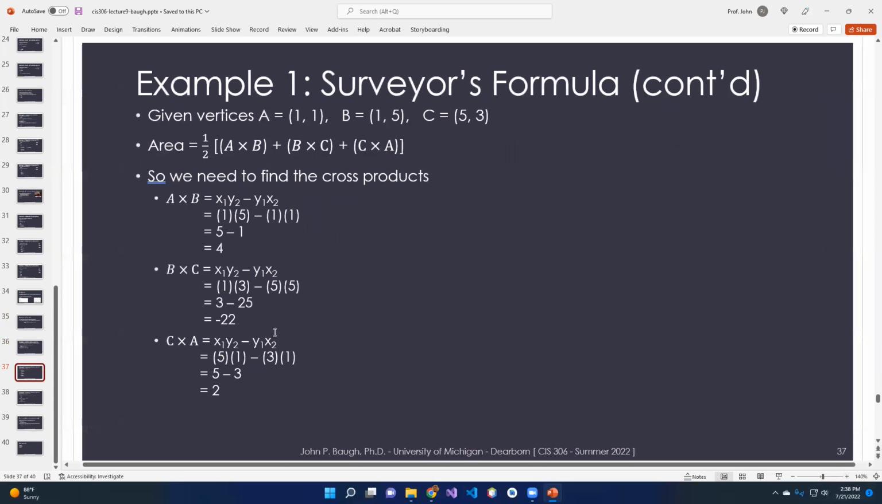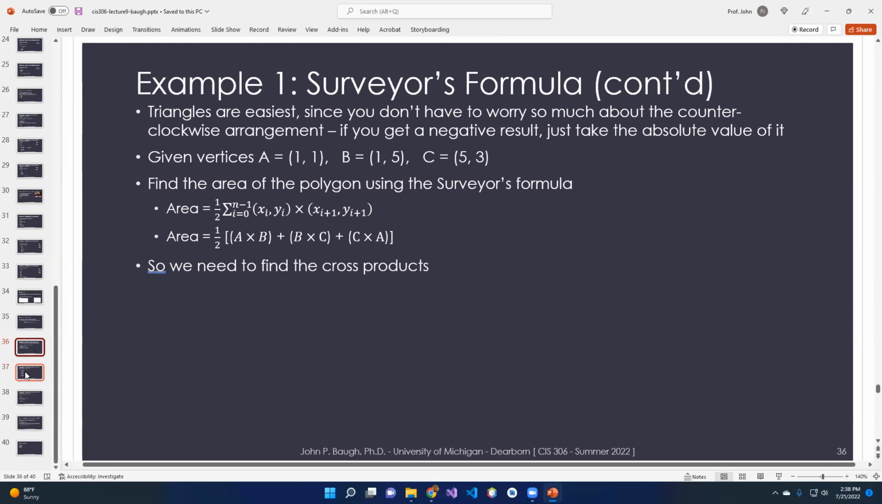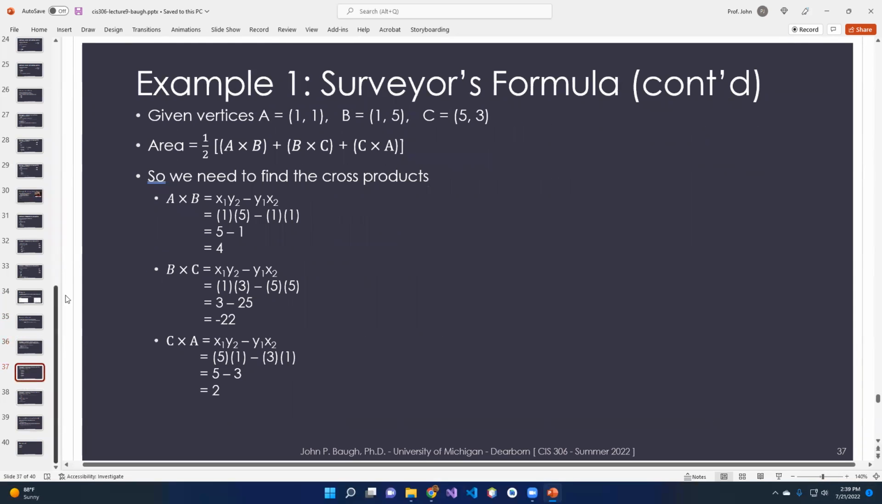Okay, all right. So these will also be the magnitudes of cross products again, not just cross products. So we do need the cross products. In this case, we've got the vertices A equals (1, 1), B equals (1, 5), and C equals (5, 3). And we know that our formula has to look like this. So we need first the A by B cross product, then B by C, and then C by A. And remember, this order does make a difference. So C by A is not necessarily going to yield the same as A by C.